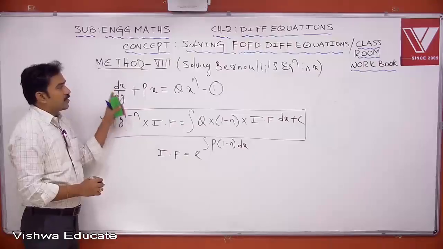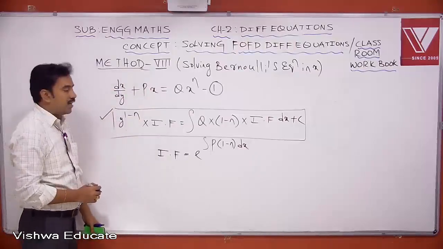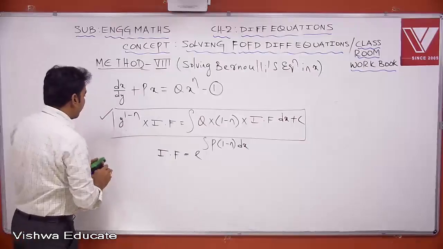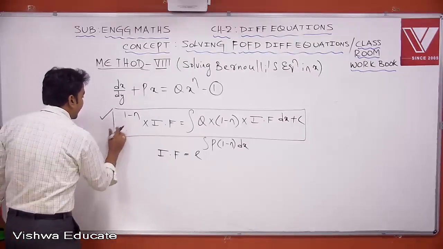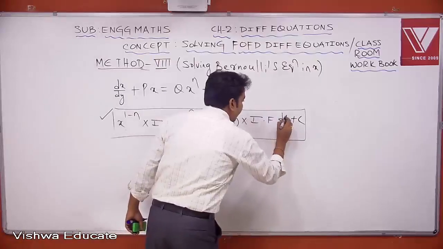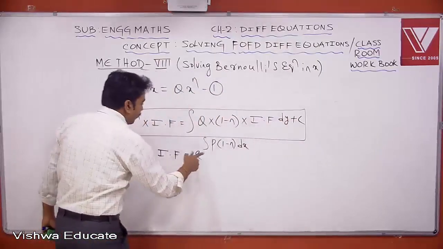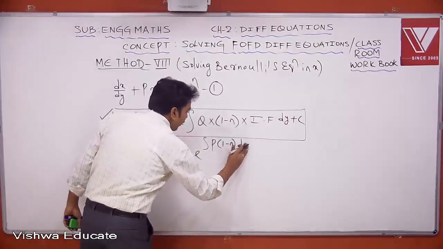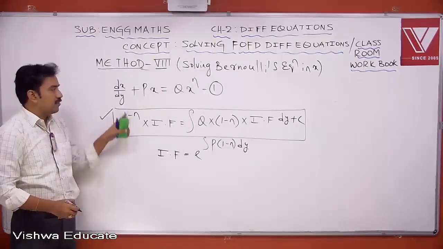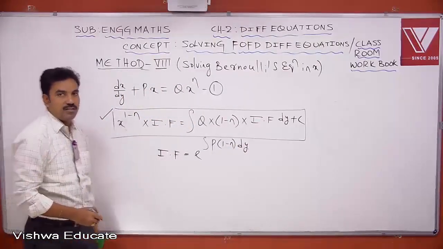Therefore, if I want to get the general solution of Bernoulli's equation in x, interchange the positions of x and y. Therefore, in place of this y, I get x power 1 minus n. In place of this dx, I will get dy. And this IF equal to e power integral p into 1 minus n dy. Therefore, this is the general solution of Bernoulli's equation in x. Note this.